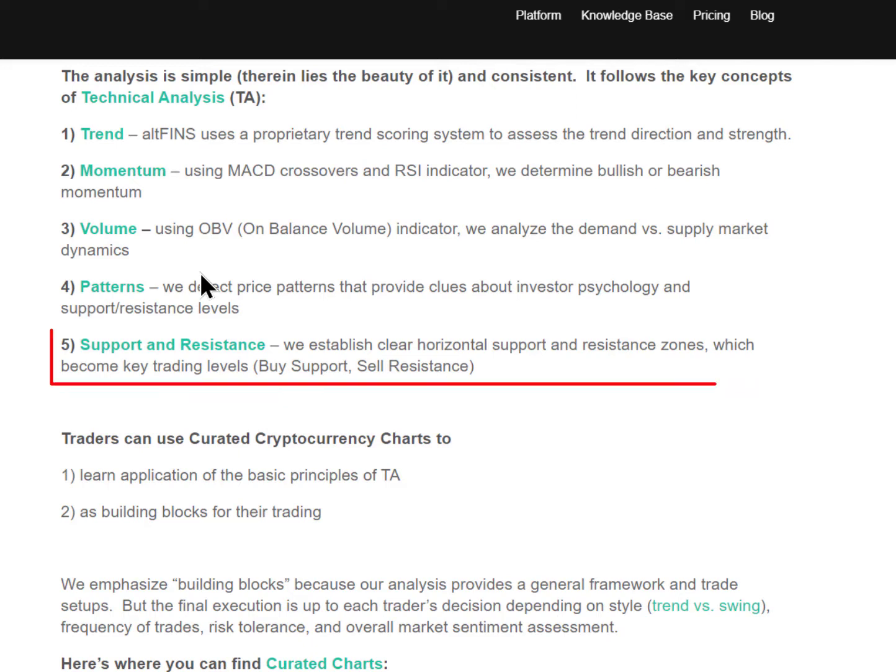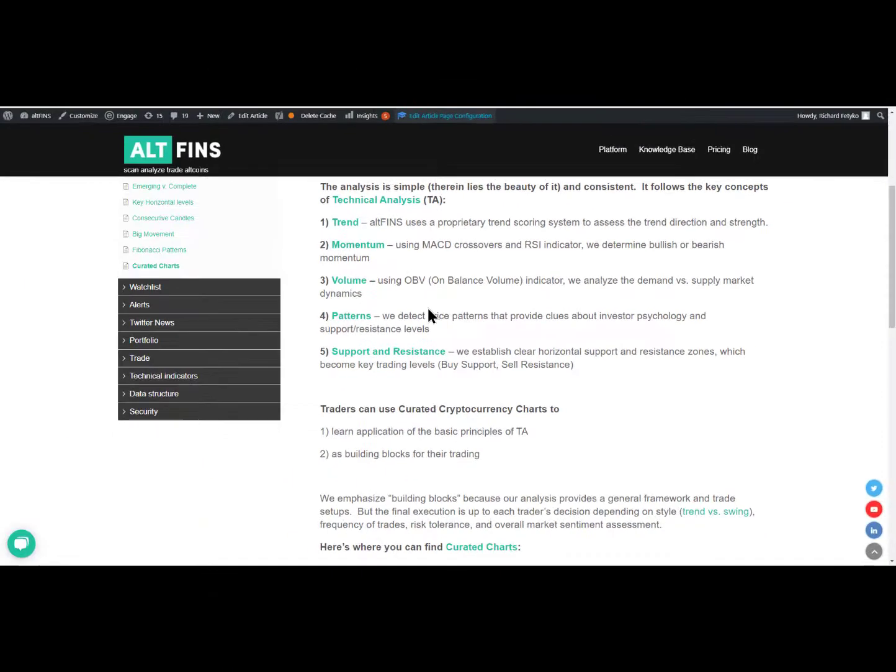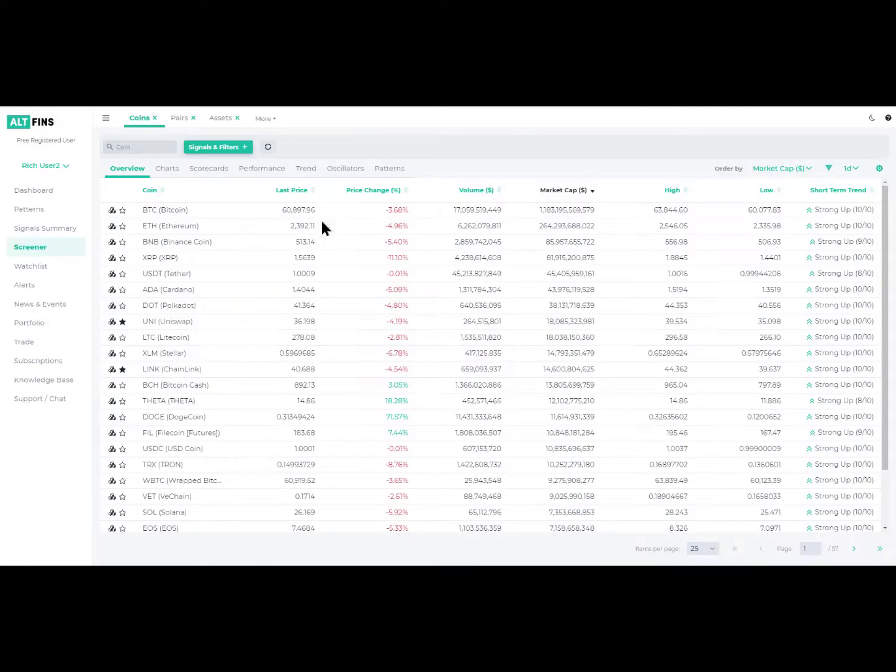And then 5th, finding support and resistance. This is maybe even the most important principle here. Most of the action happens around those key horizontal levels, support and resistance. When you get those right, you're gonna get a lot more winning trades than losing trades. So I certainly recommend that you read through this post and get familiar with these 5 key principles. Again, it's very simple, but very powerful.